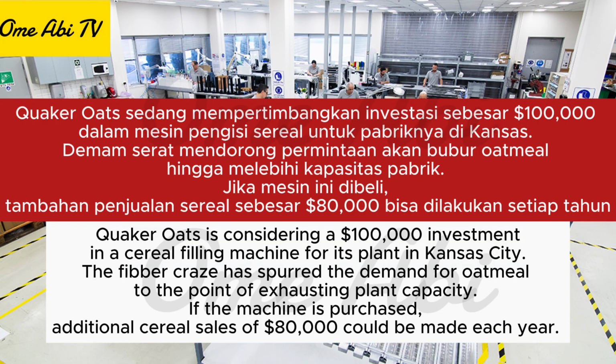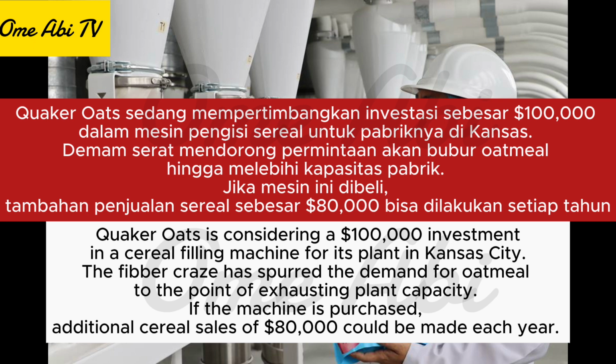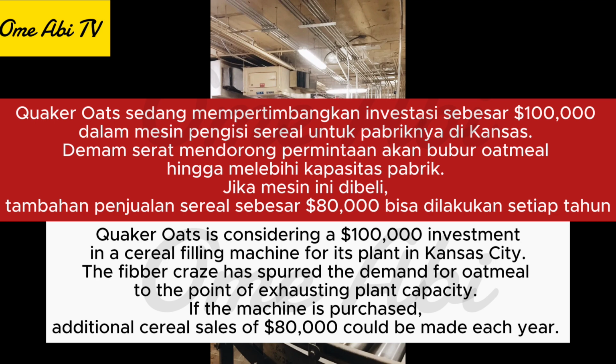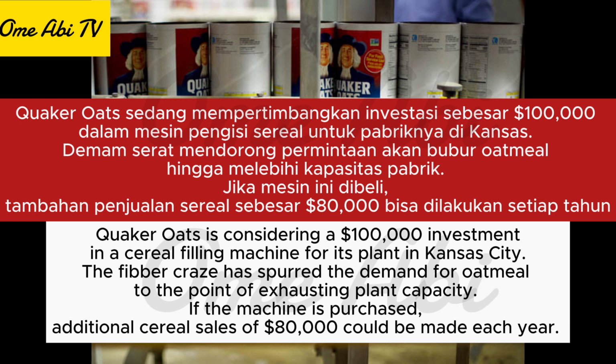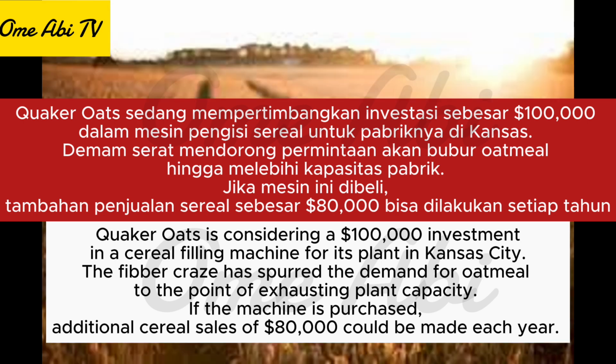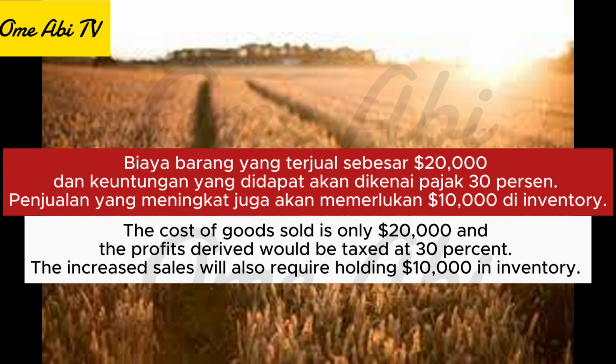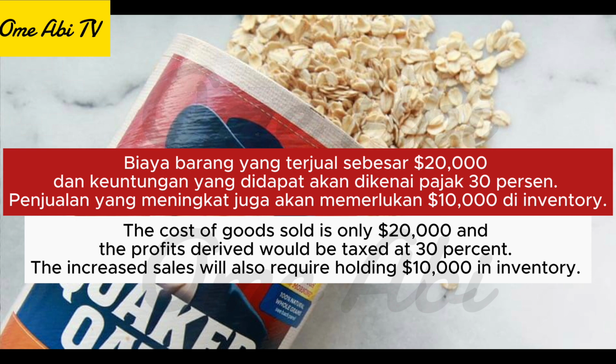Quaker Oats is considering a $100,000 investment in a cereal filling machine for its plant in Kansas City. The fiber craze has spurred the demand for oatmeal to the point of exhausting plant capacity. If the machine is purchased, additional cereal sales of $80,000 could be made each year. The cost of goods sold is only $20,000 and the profits derived would be taxed at 30%.